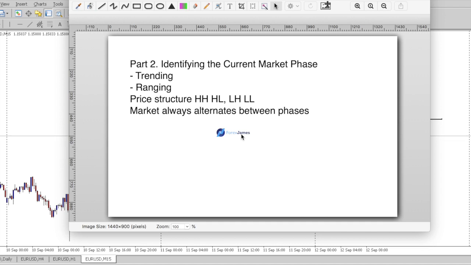Okay, we've talked about direction in part 1, where the market can only have two directions, which is up or down. Now we'll come down to the market phase. And as you may already know, the market only has two phases as well. It's either trending or it's ranging. We'll learn to identify the phase that we're in before placing any trades.